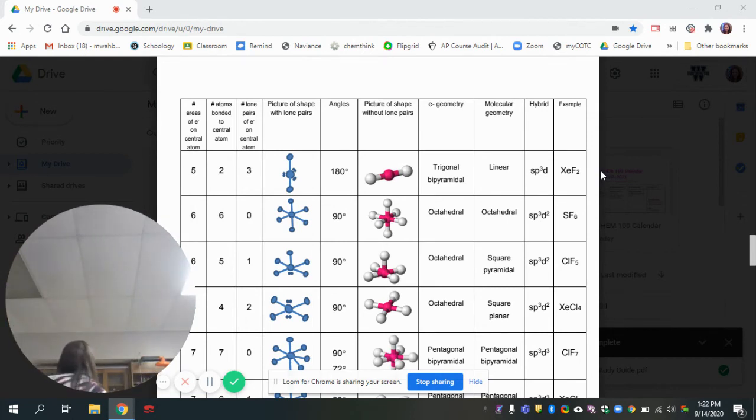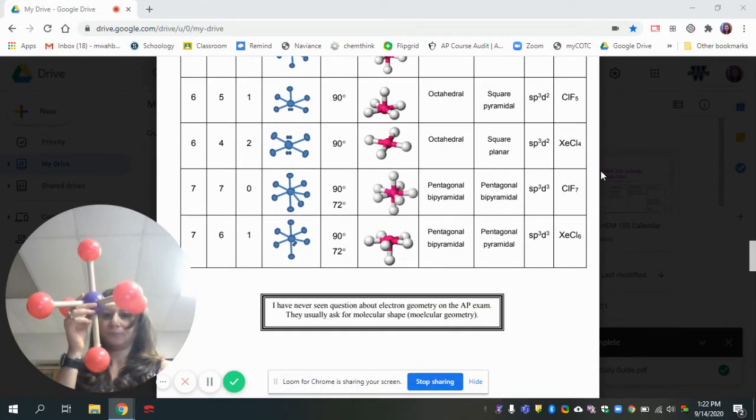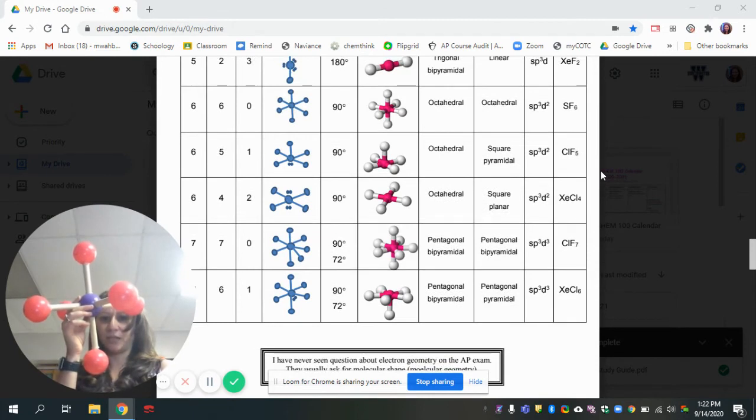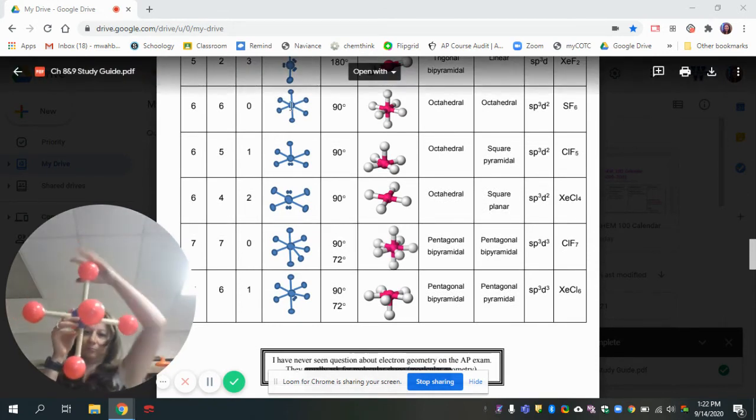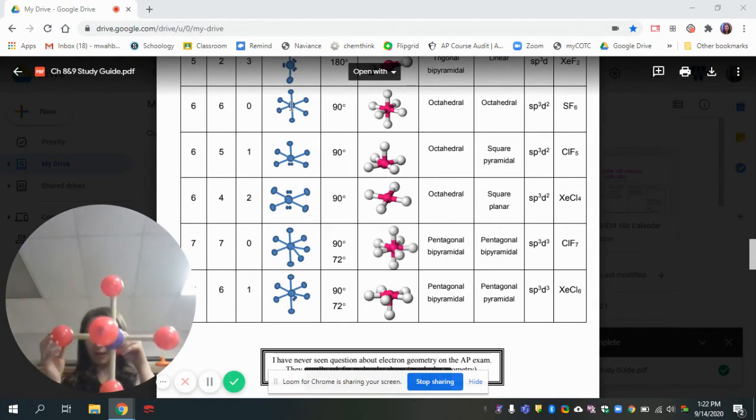Okay, 6 areas of electrons. For some reason, this was one of people's favorite last year. So with 6 areas of electrons, I have 1 up, 1 down, and then the other 4 make like a plus sign.